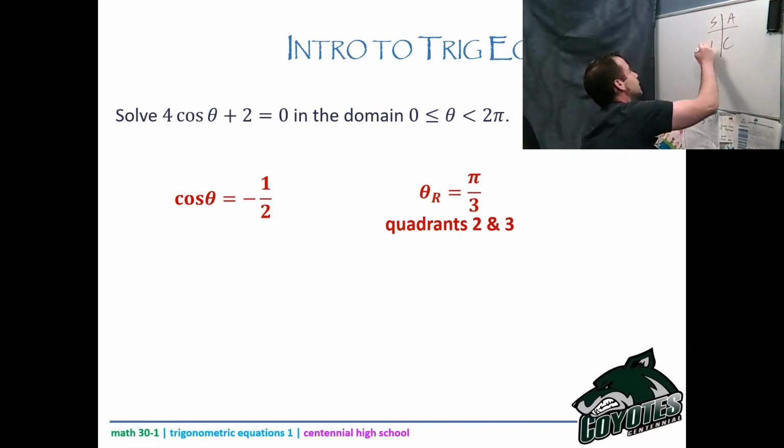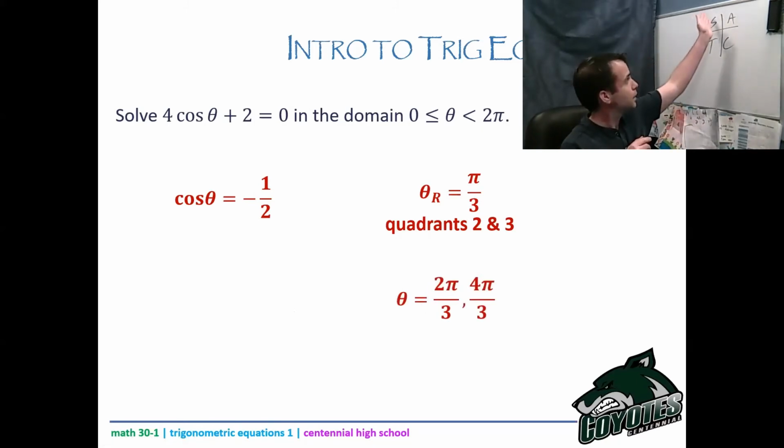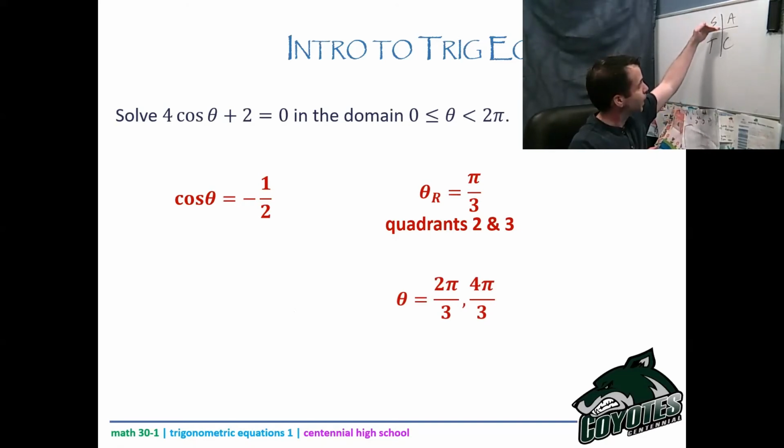Put that up so you can reference it as we go, okay? So I need to think about a reference angle of pi over 3 in quadrant 2 and in quadrant 3. So that's going to give me an answer of 2 pi over 3. That would be the quadrant 2 guy, which if you can't do that in your head, that would be pi minus the reference angle, right? So pi minus pi over 3 is 2 pi over 3. And then 4 pi over 3 would be my pi plus my pi over 3 reference angle. Okay, so 2 pi over 3 and 4 pi over 3 for the first guy.